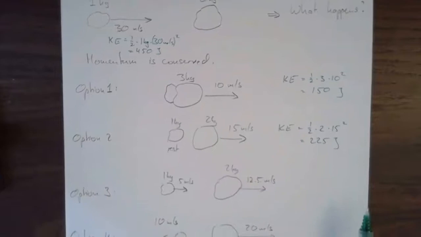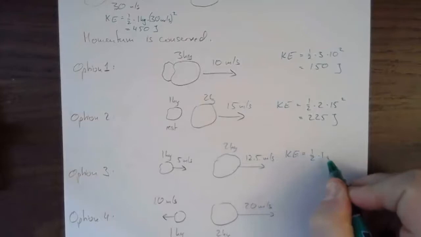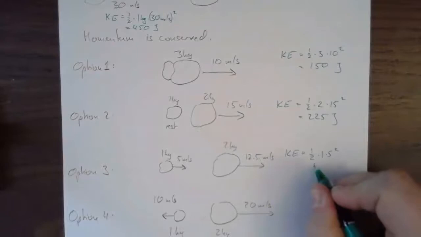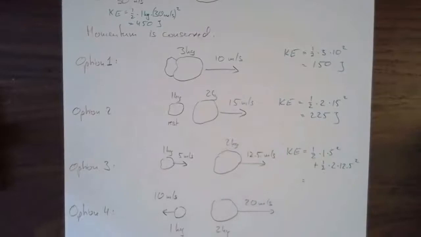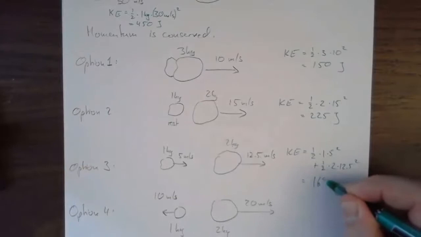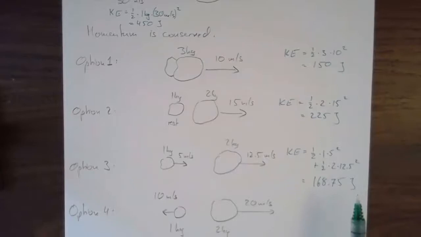Okay, now it gets interesting. Here we have two objects moving, so we have to take them both into account for our total. I put 1/2 times 1 times 5 squared, and that's this one, and I'm going to add to this plus 1/2 times 2 times 12.5 squared. It's always 1/2 mv squared for each object. What does that come to? According to my math, I think it's 168.75 joules. So, better than there, less than here, somewhere in the middle. But again, lots has been lost.